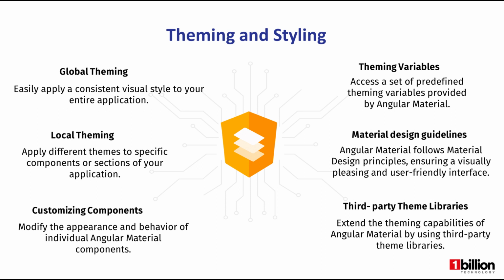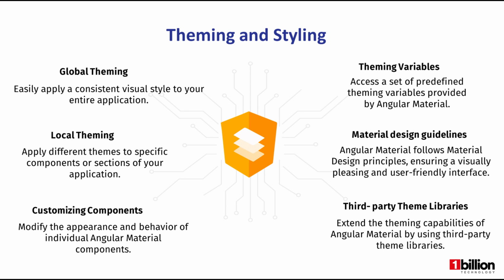The next one is customizing components. So Angular Material offers the flexibility to customize the appearance and behavior of individual components. You can override default styles and apply custom CSS to achieve a unique look for your application. So this can also be done in customizing components. Here you can customize the component with the help of CSS, overriding the basic styles and customizing them with CSS.